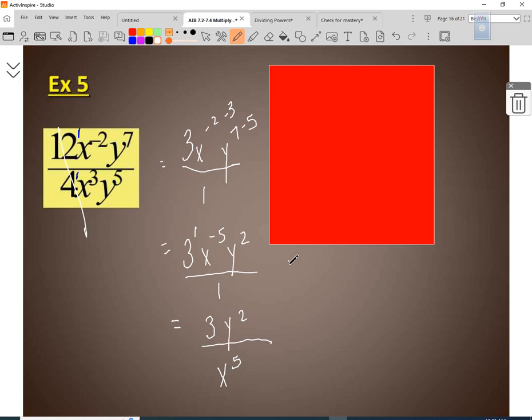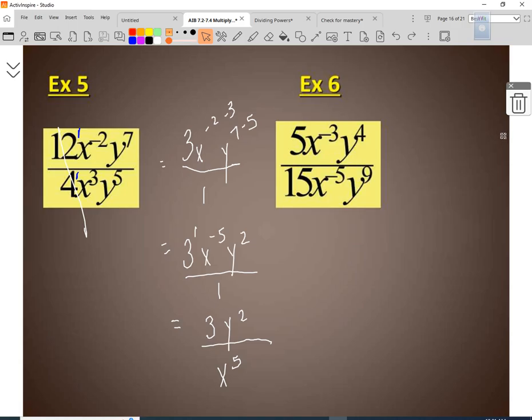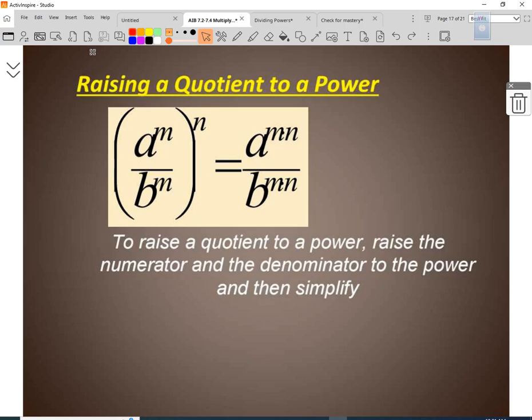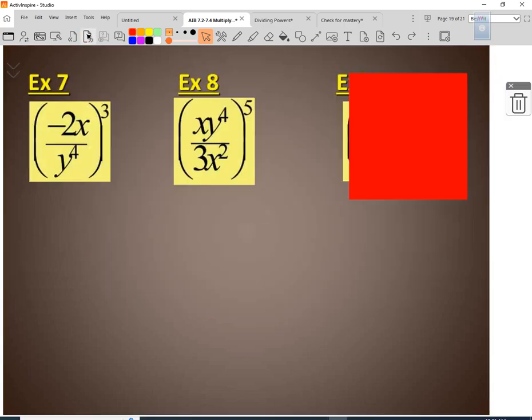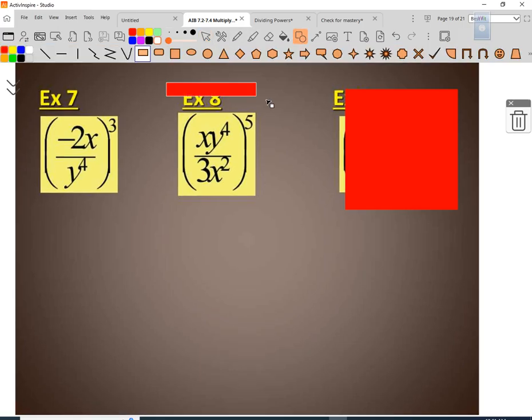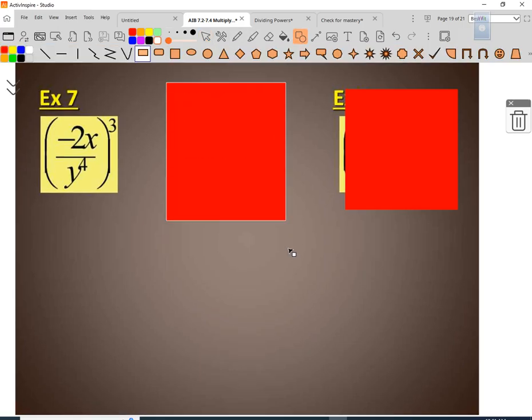All right. Let's look at this one. Actually, I think we'll take that one. Let's do example 7. So put that one in your notes. Example 7.